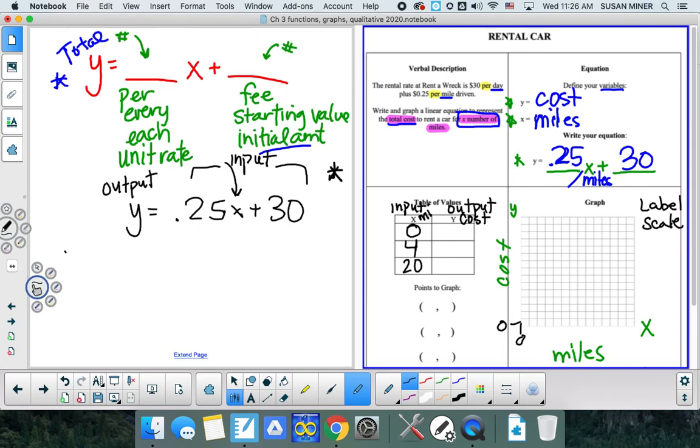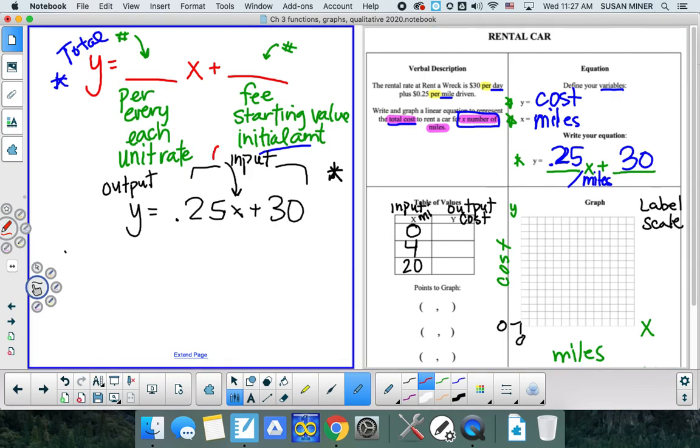All right, so what do I do next? Well, I go to my equation and I actually put the input into the equation. So my first number that I chose as an input was 0. I'm going to take a 0, put it into my equation, and get an output, right? So my equation is y equals 0.25 times 0 plus 30. Then I calculate it, and you can use your calculator to do it.